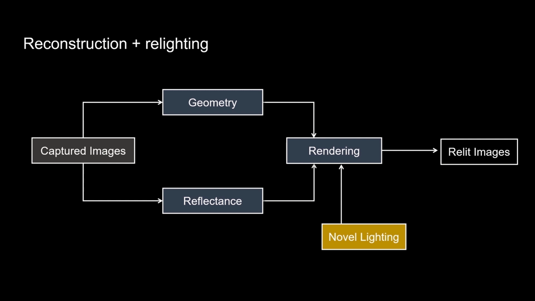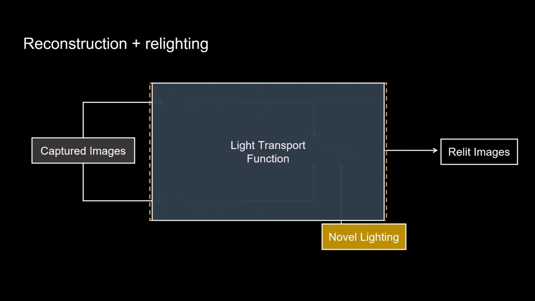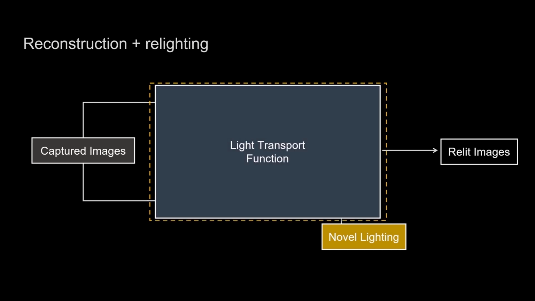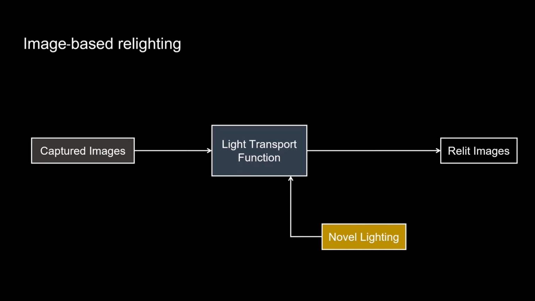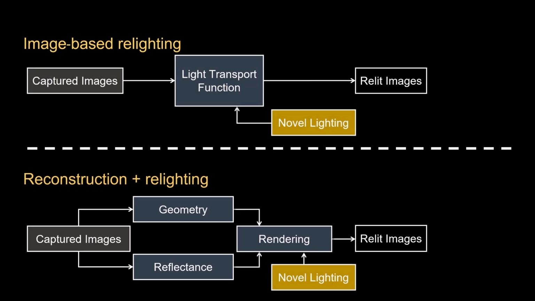So another classical way of relighting is to avoid the explicit reconstruction and do image-based relighting. Here, the entire relighting process is abstracted as a black box function that encapsulates the geometry and reflectance in the entire light transport. The function is known as the light transport function, which can directly generate pixel values given any lighting conditions. So in general, we have two strategies for relighting.